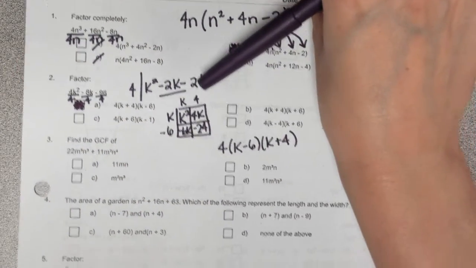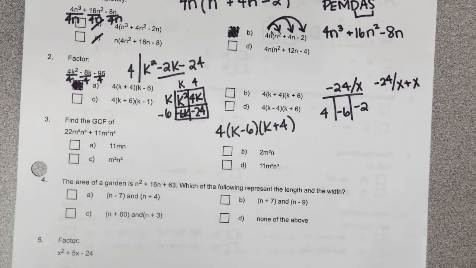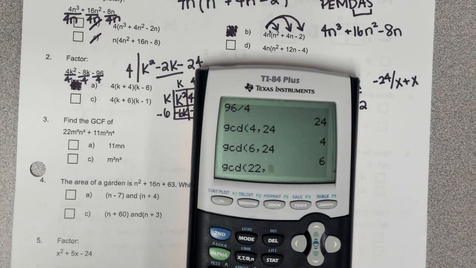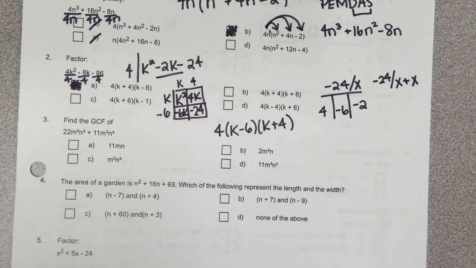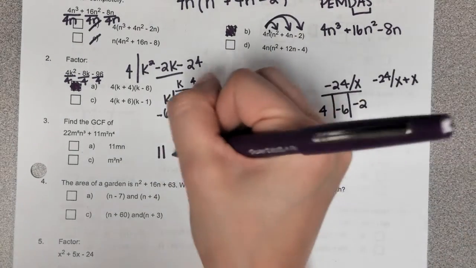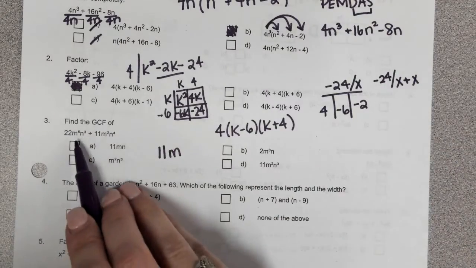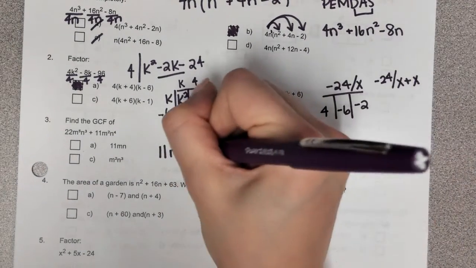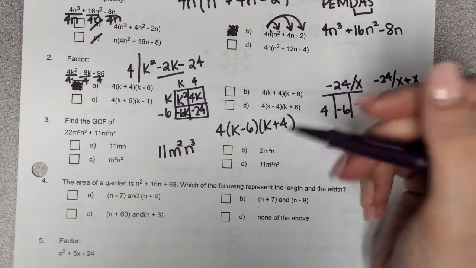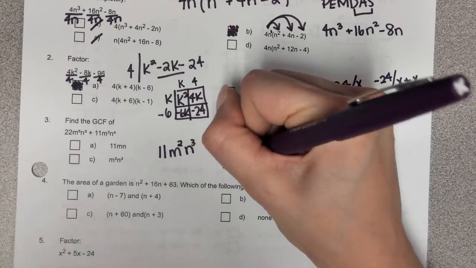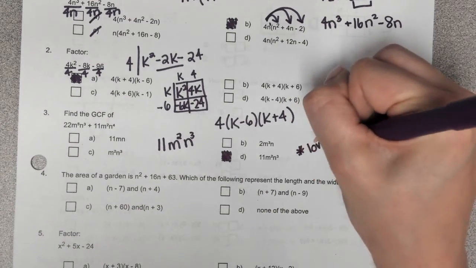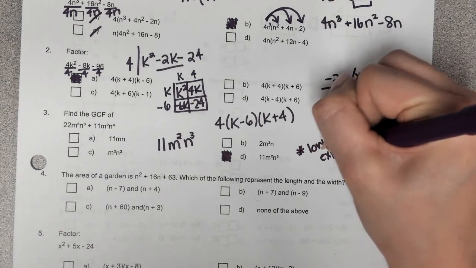Number 3, find the GCF. So the calculator can do the 22 and the 11. Math, right 9, 22, comma, 11. It's 11. Then you're looking for the lowest exponent. So what's my lowest m exponent? 5 and 2, so 2. And your lowest n exponent, 3 and 4, is 3. So 11m squared n cubed. There you go. So just as a reminder, you look for the lowest exponent.